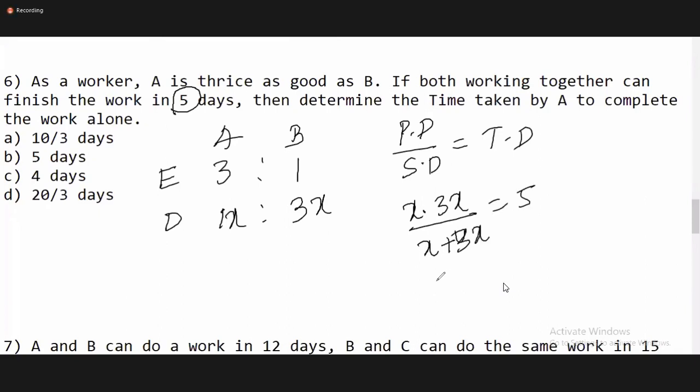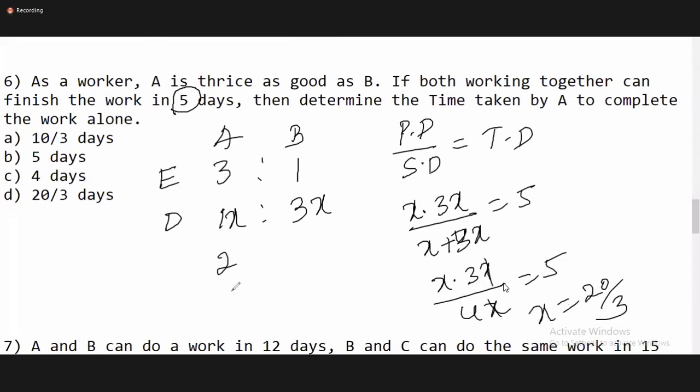For your understanding, I'm writing it; otherwise, no need to write all these steps. So can I cancel this? Yes or no? So that is nothing but 20 by 3 only, no? The x is 20 by 3 days. So A can complete the work in 20 by 3 days. B can complete the work in 3 into 20 by 3 days, which is nothing but 20 days.